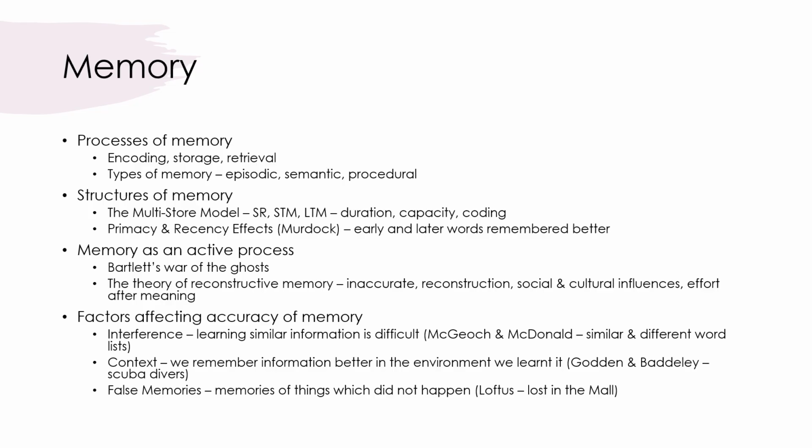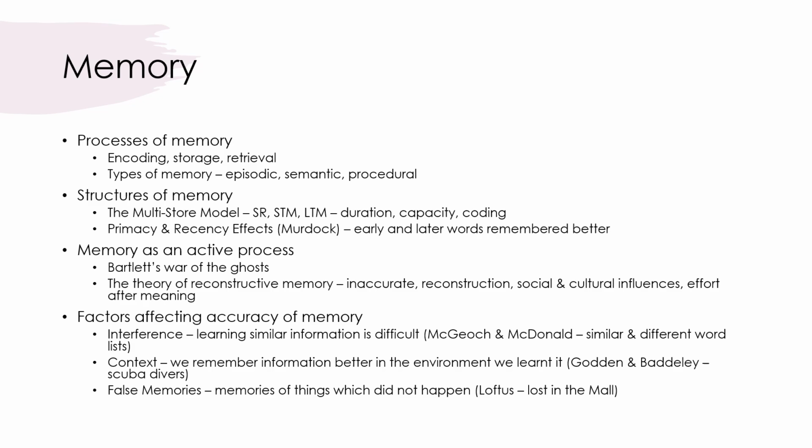This was the McGeoch and McDonald study where participants were given a word list to remember. And then participants either had to remember a list of synonyms, so similar words, or antonyms, opposite words, or numbers, or no other word list. And what they found was the closer the second word list was to the first one, the more inaccurate people were. So that's interference affecting memory. Similar information impacts memory more.